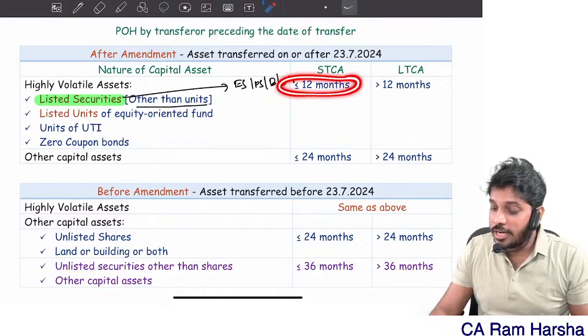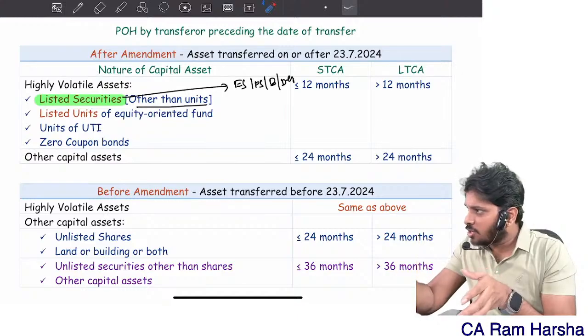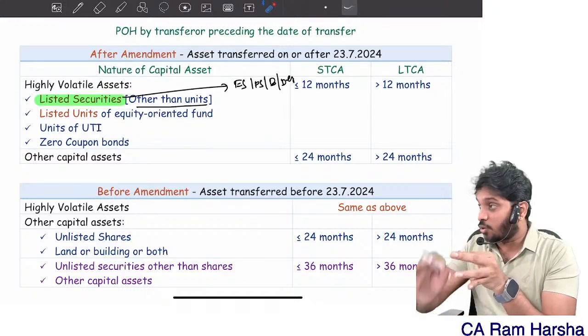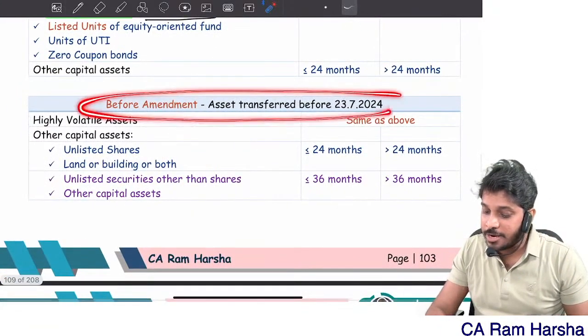If the holding period is up to 12 months, it's short term. If the holding period is beyond 12 months, it's long term. You see, before the amendment also it was the same.